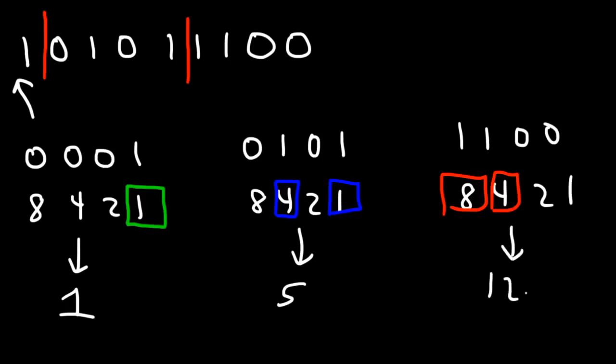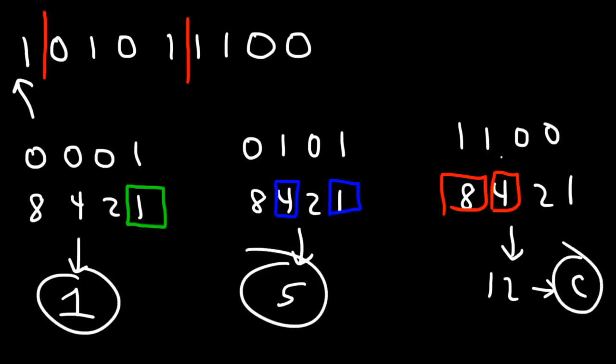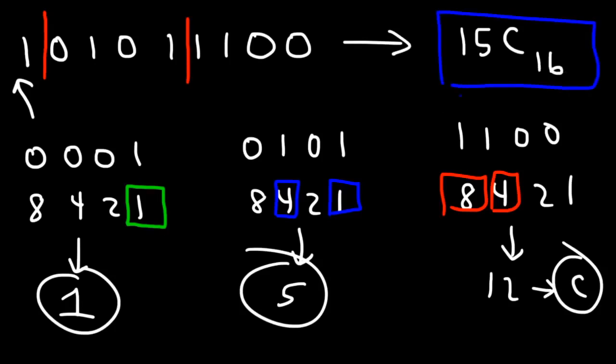But when dealing with hexadecimal numbers, you need to convert it into a letter. A is 10, B is 11, C is 12. So it's 1, 5, C. So our answer is 15C in the hexadecimal system, which we had earlier in this video.